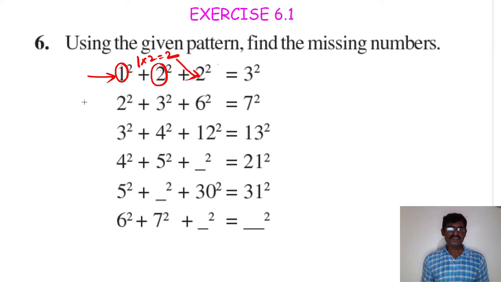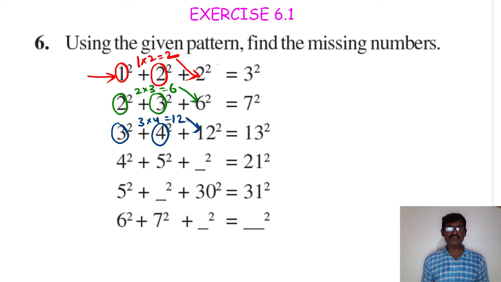Now let us check, is this the same in the second line also? 2 is the base and here 3 is the base. 2 times 3 is equal to 6, that is the base of the third term. Yes, that's correct. Now let us check the third one. 3 square plus 4 square plus 12 square equal to 13 square. 3 is the base in the first term, 4 is the base in the second term. So 3 times 4 equal to 12, that is the base of the third term.